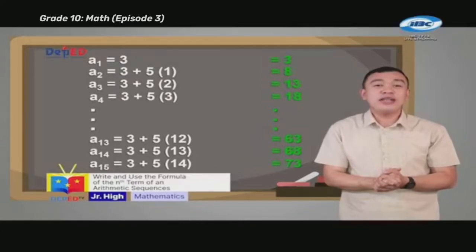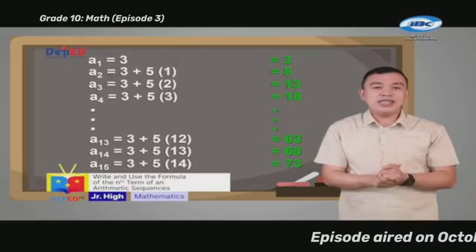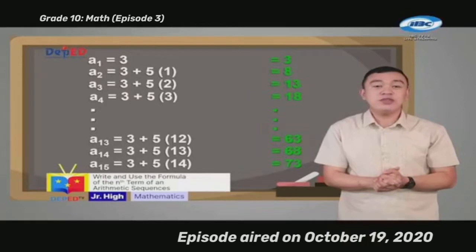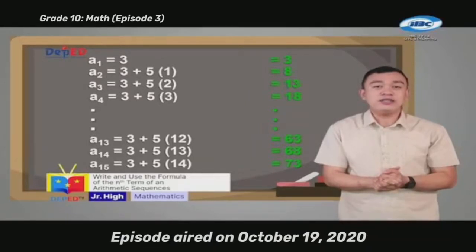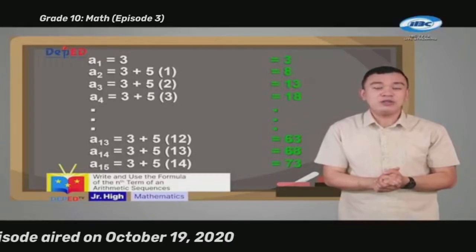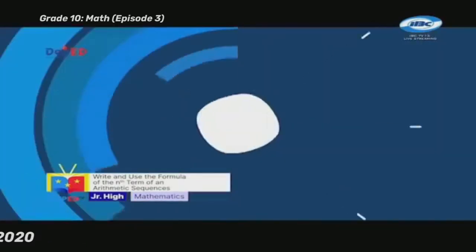Moving forward, we will have a sub 13 is equal to 3 plus 5 times 12, that is equal to 63. Our a sub 14 will be equal to 3 plus 5 times 13, which is equal to 68. And our a sub 15 is equal to 3 plus 5 times 14, that is equal to 73.